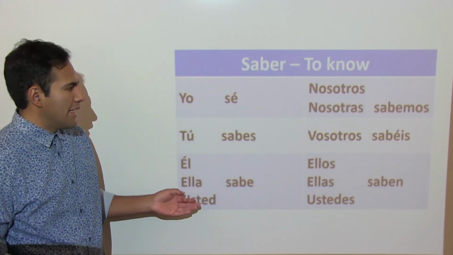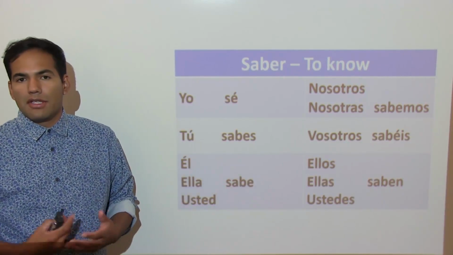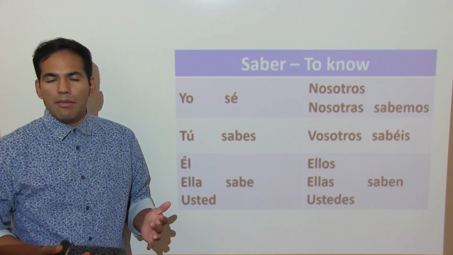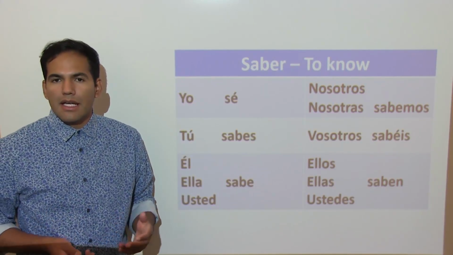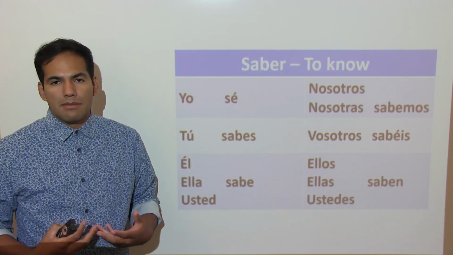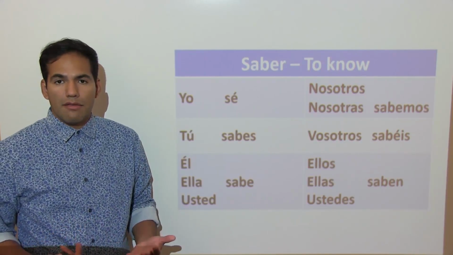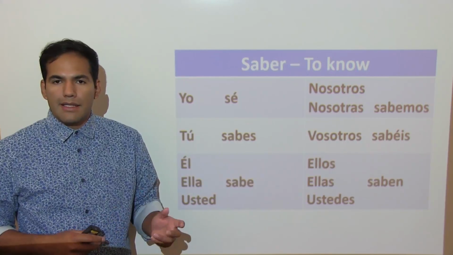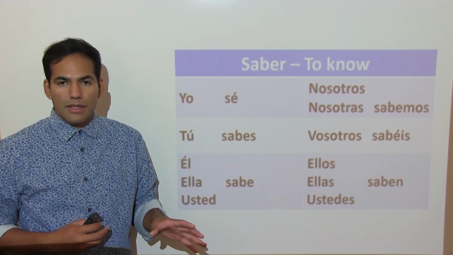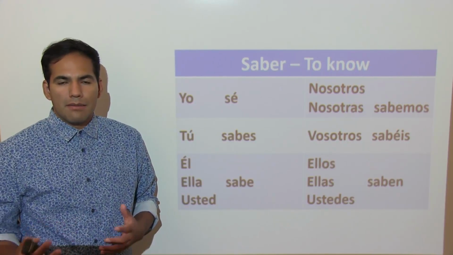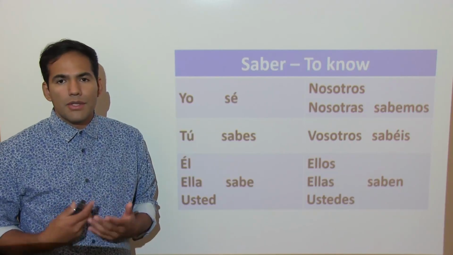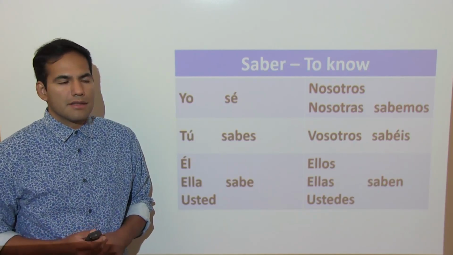So here what I have is the conjugation for the verb saber. And remember that when learning a language, memorization becomes a fundamental part of it. So what I would suggest you to do is create flashcards or create an account on Quizlet or Memrise or Cerego, so you can start working on those memorizations.